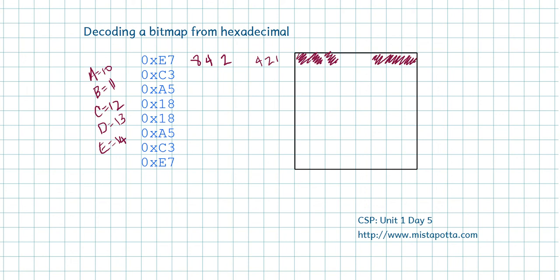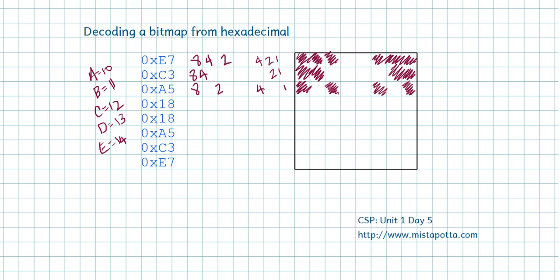And then I've got C. C is 12. 12 is 8 plus 4, so that's going to shade just the first two bits. And 3 is 2 plus 1, so that's going to shade the last two bits. Then I've got A. A is 10, so 10 is 8. 4 is too much, but 2 will work. And then I don't need the 1, so that means this bit's going to be shaded, and this bit's going to be shaded. And for 5, I know that 4 plus 1 will give me 5, so that means that I'm going to have this bit shaded, and this bit shaded.